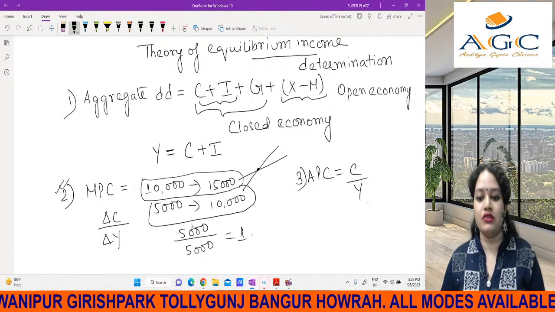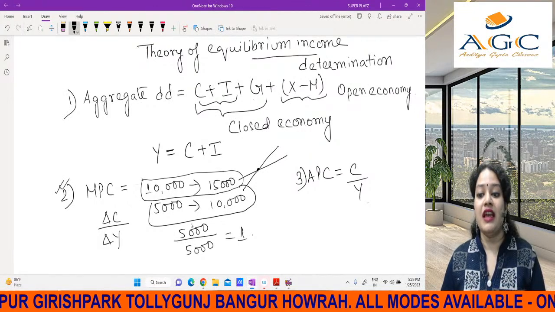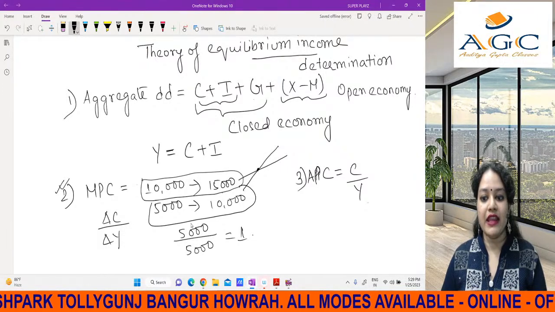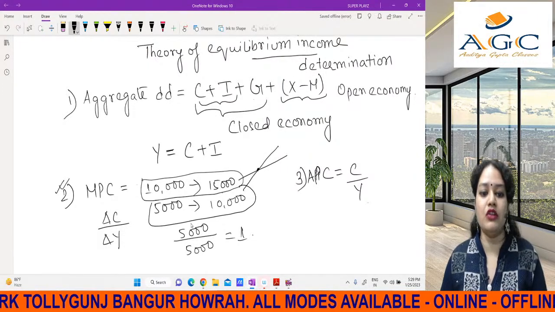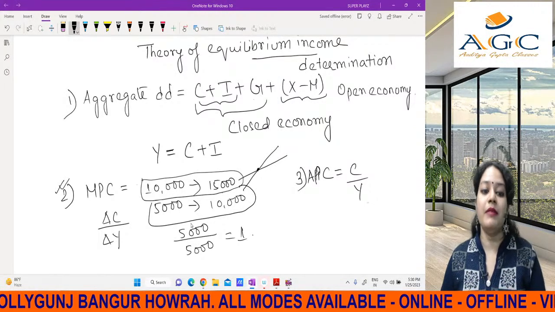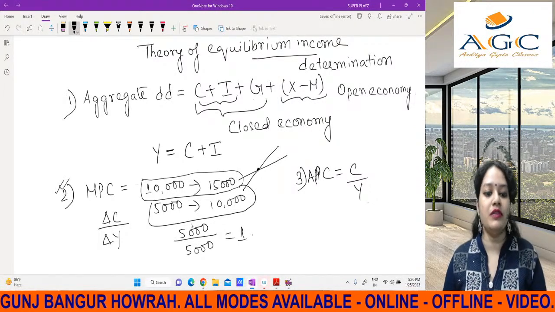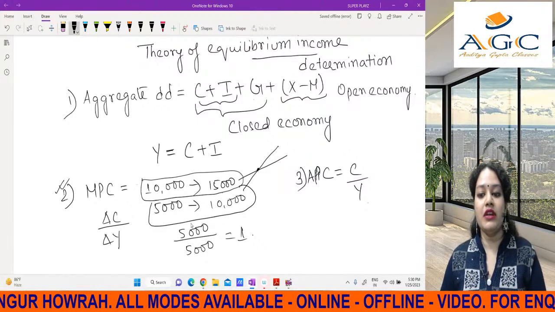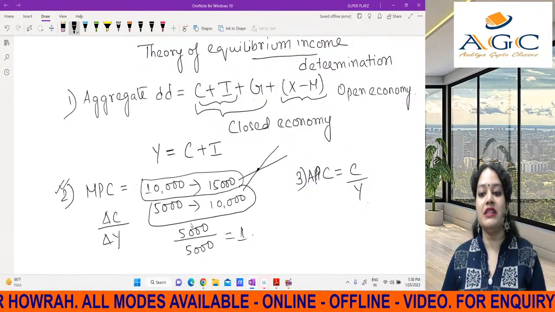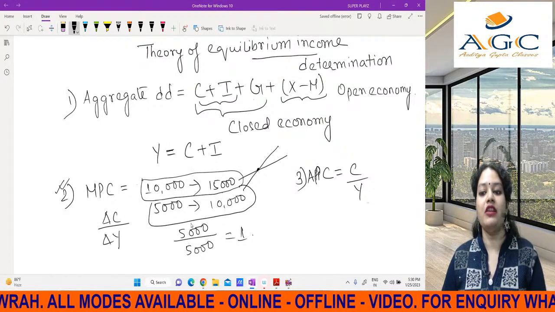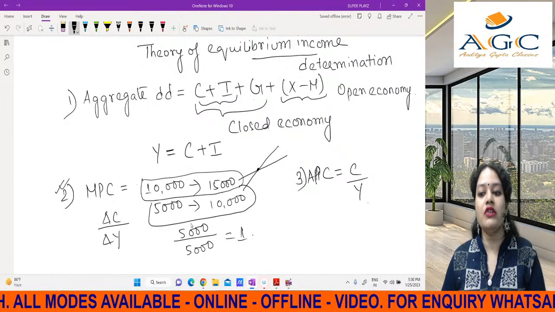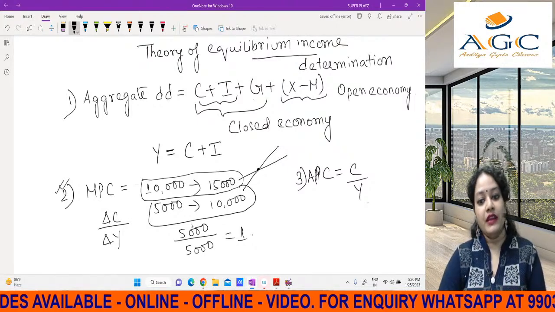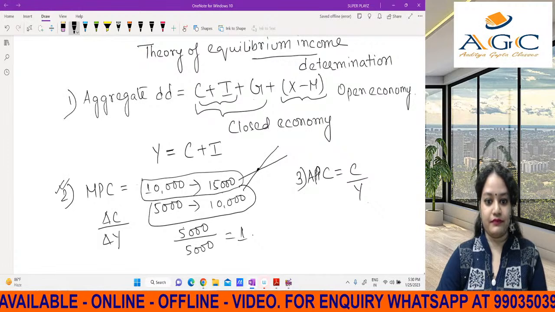This definition is not so important, but still just have a look at the formula. Just keep the formula in mind, that APC is what? C by Y, because you might be needing it for the sums. Mainly even for the sums of this chapter, you will be needing the MPC's formula. Okay. So APC is what? C by Y. What you are doing? You are basically finding out the average depending on your income, how much you are consuming. You are finding out the average of it. Clear?